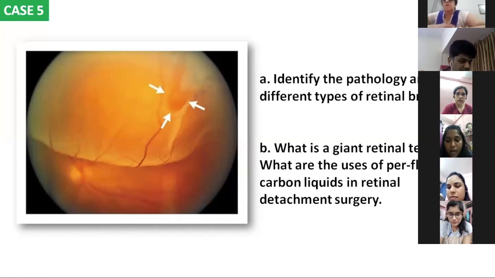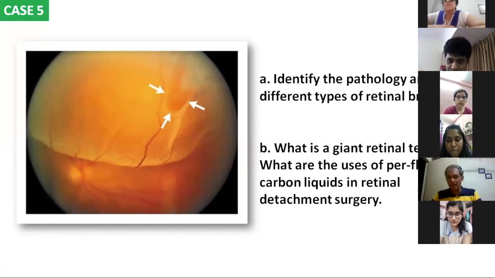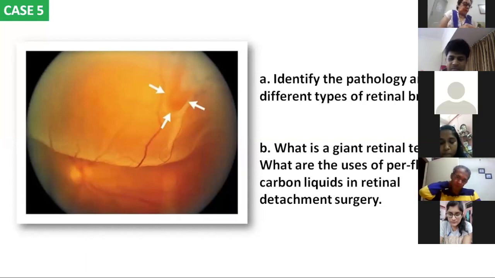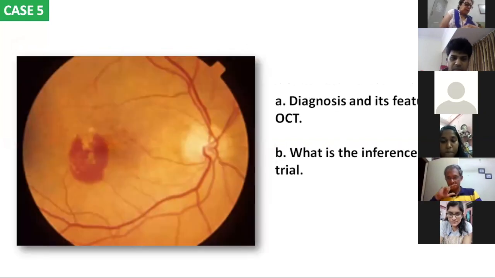Fair enough. Avinash sir, how much should we give? The first question was right. The second question, what do you feel, ma'am? 7.5 or 8? 8, because she answered the giant retinal tear. So 8, I think. Okay. Who will answer the next, Anuja ma'am?